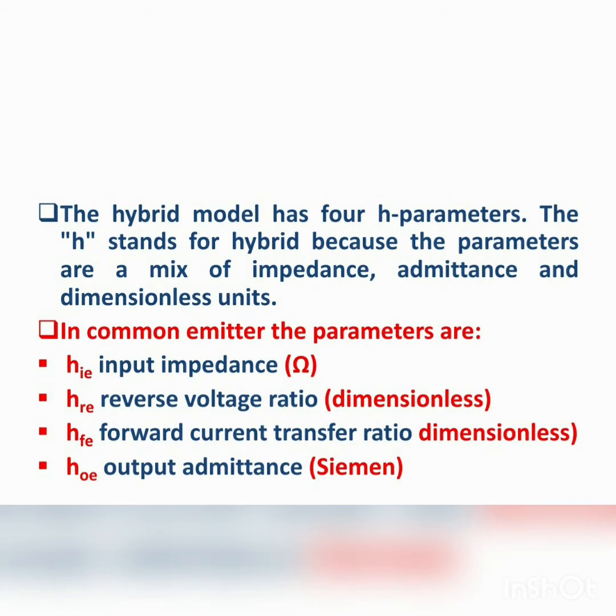But the most important parameters are the H parameters. It is called hybrid because each parameter has different units. HIE is input impedance, measured in ohms, and HRE is reverse voltage gain, dimensionless, because the same voltage units get cancelled. HFE, forward current gain, is also dimensionless because it is output current by input current, so units get cancelled. And then HOE is output admittance, which is measured in Siemens.